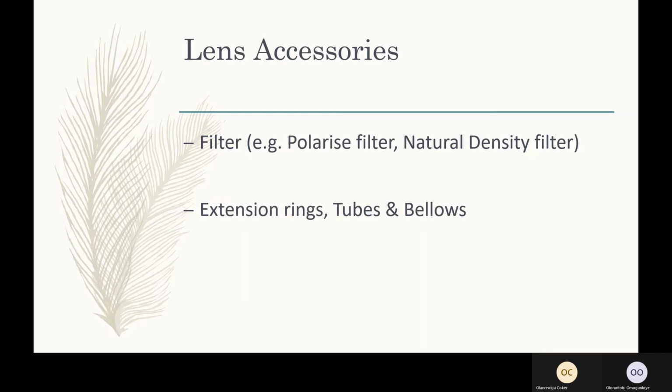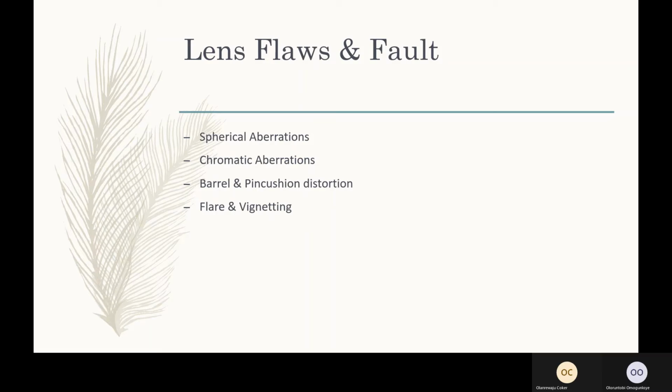We now have extension rings, tubes, and bellows. These are accessories. If you cannot purchase a telephoto lens because they are quite expensive, and you just have a normal lens, you can buy what they call extension rings. You insert it on your camera, put the lens on it, and it will turn into a telephoto lens. It can also help you turn a telephoto lens to a wide angle lens, and turn a normal lens to a micro lens. That is what the extension ring, tube, and bellows are doing.